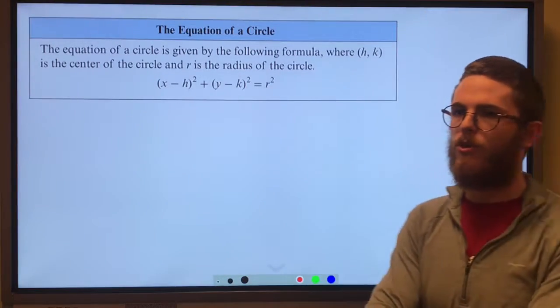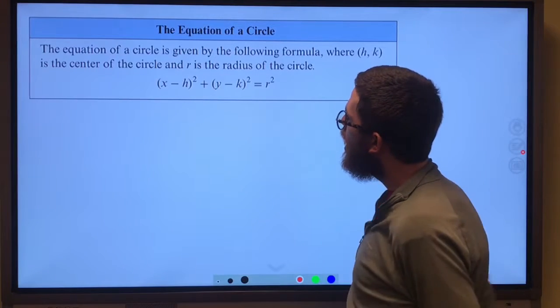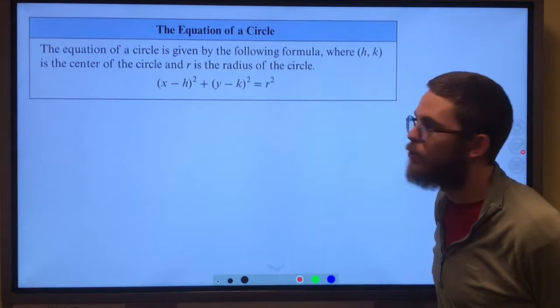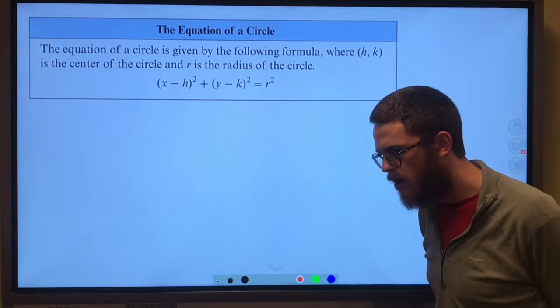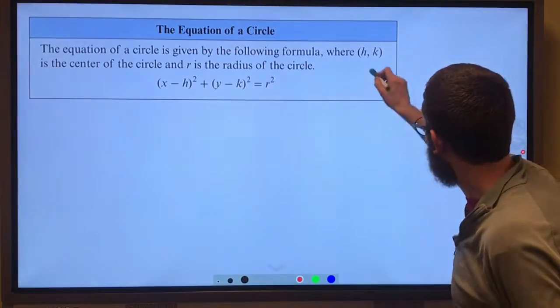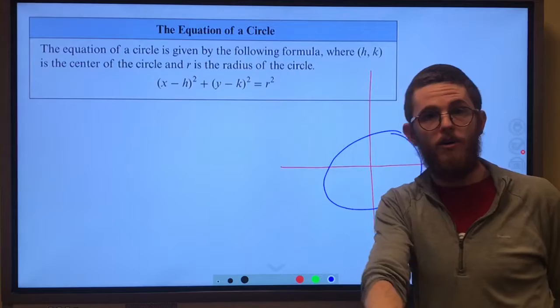Talking about the equation of a circle today. Now the equation of a circle: (x - h)² + (y - k)² = r². What do we need to know about this? Well, we need to know that a circle, when graphed, is not a function, okay?